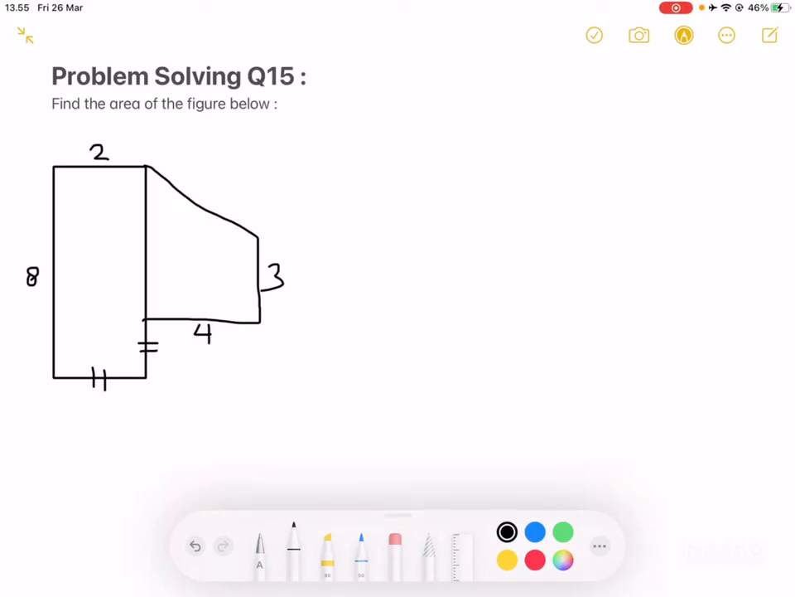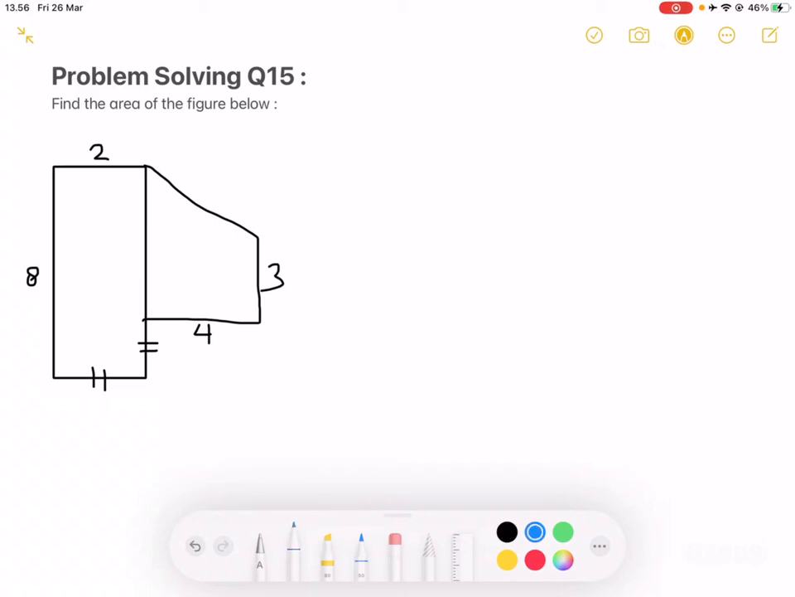Today we're going to look at another problem solving video in my playlist, so here it is. Find the area of the figure below, and you might be wondering, isn't this like a primary 3 or primary 4 question? Well, it is. However, there's a little twist to it because I'm just going to show you another method of solving this question.